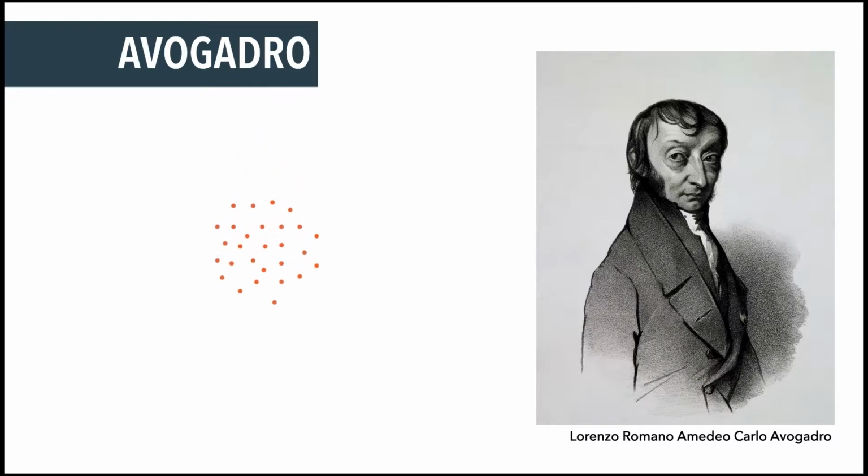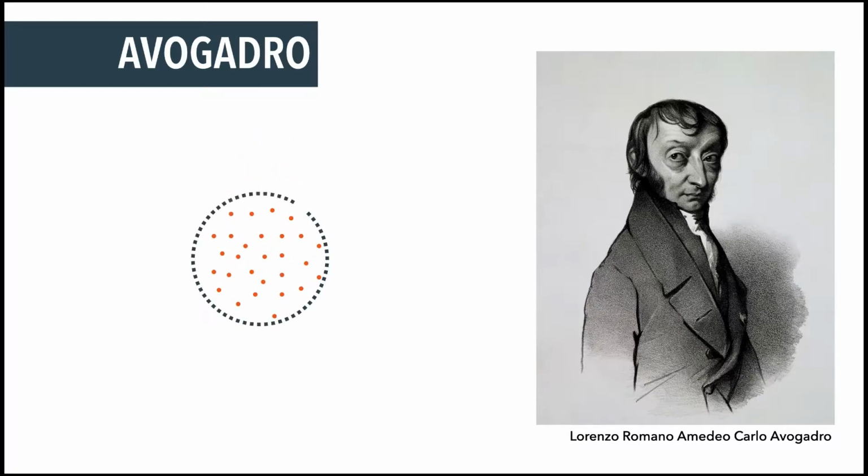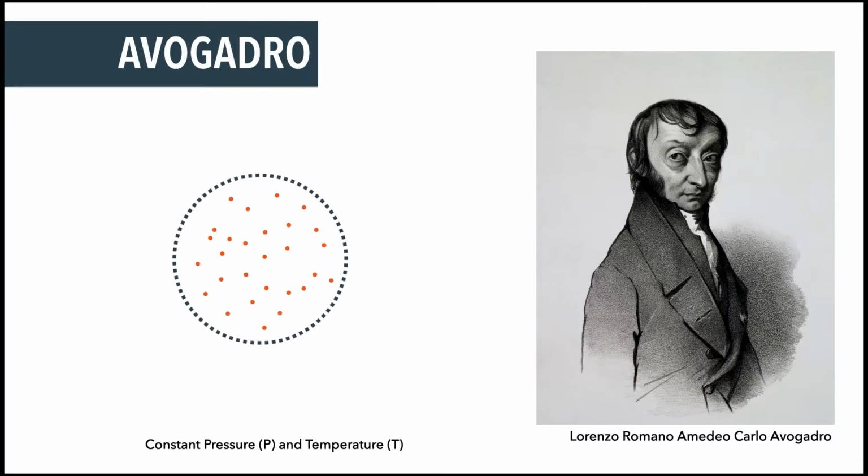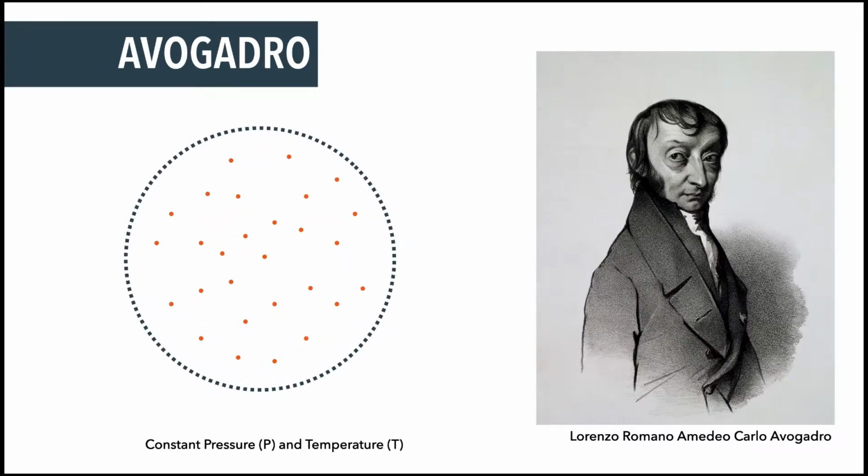For instance, take this sample of gas, which we have contained within a flexible boundary. Let's hold the pressure and temperature constant to focus on the relationship between volume and moles. If we double the size of the container, this increases the available space and thus the distance between these gaseous particles, which in turn increases the number of particles that can occupy the space.